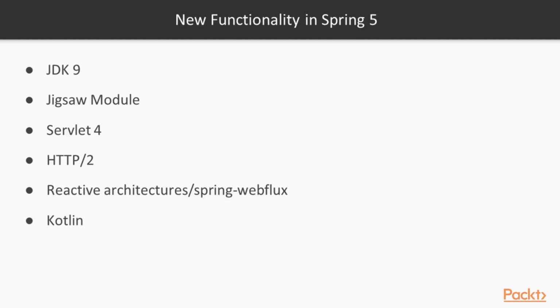The new functionality of Spring 5 are JDK 9, the Jigsaw module, that is the new Java module system expected with JDK 9, and Servlet 4, which enforces support for HTTP2 in the Servlet containers. HTTP2 decreases latency and improves page load speed. It has a new support for reactive programming with the Spring Web Flux module, and also provides support for Kotlin, which is a functional-oriented programming language developed by JetBrains.